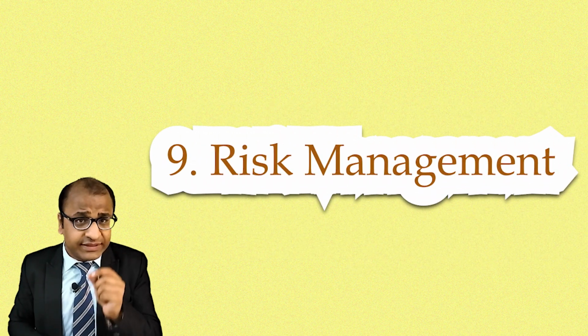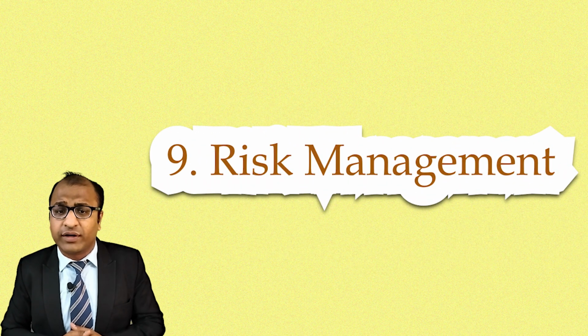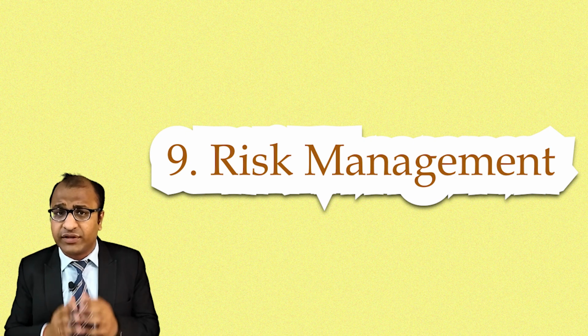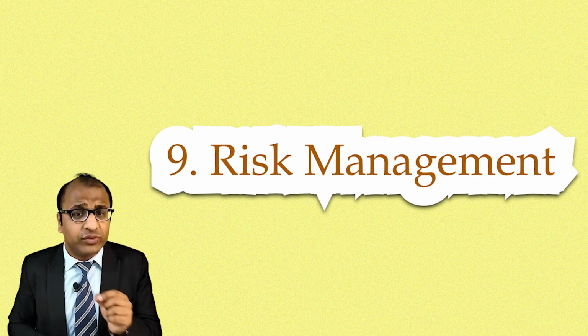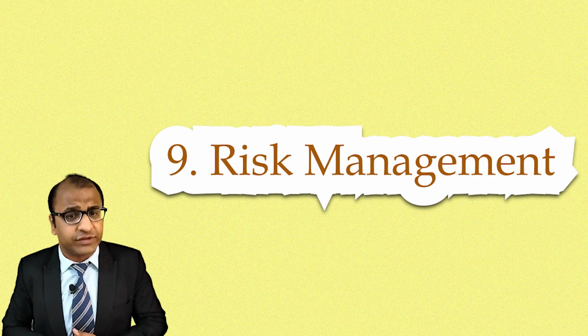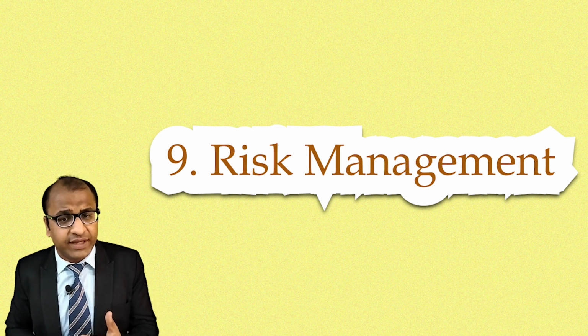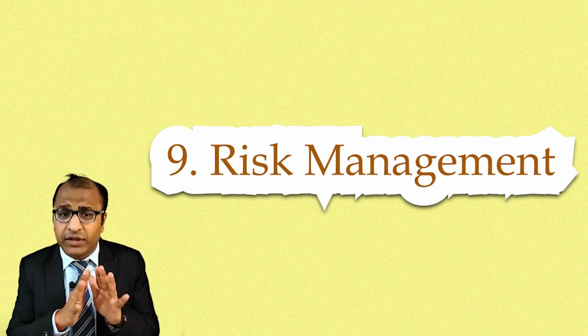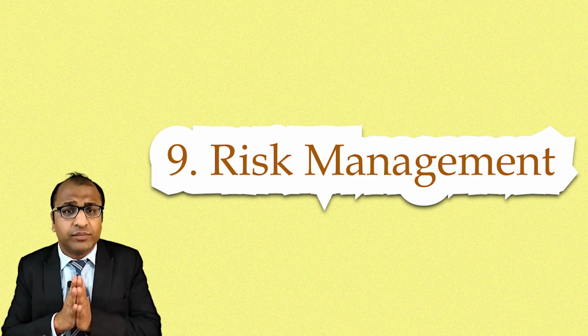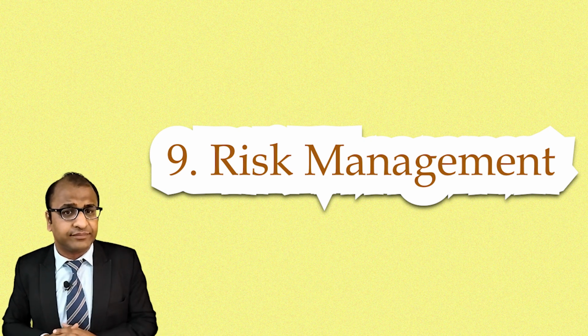Then comes risk management. The organization needs to consider the potential risks associated with the common cost allocation, such as inaccuracies leading to misallocation of resources, mismanagement of time, or donor dissatisfaction. Thus, proper controls need to be implemented to mitigate these risks.